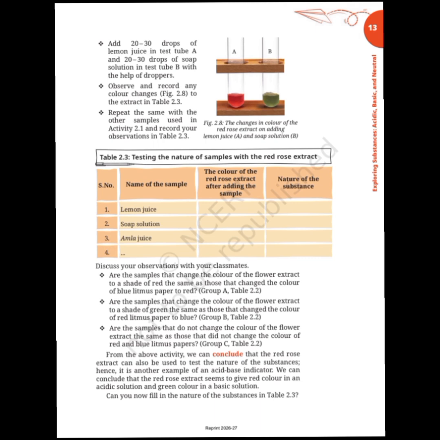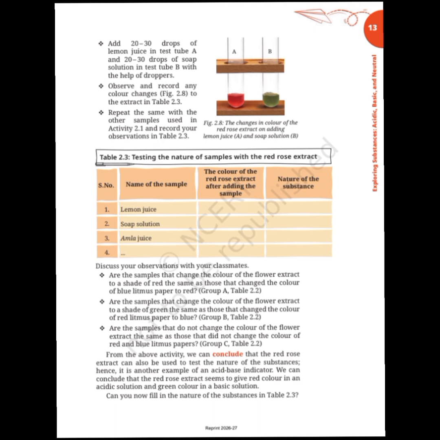Group A, Table 2.2. Are the samples that change the color of the flower extract to a shade of green the same as those that change the color of red litmus paper to blue? Group B, Table 2.2. Are the samples that do not change the color of the flower extract the same as those that did not change the color of red and blue litmus papers? Group C, Table 2.2.